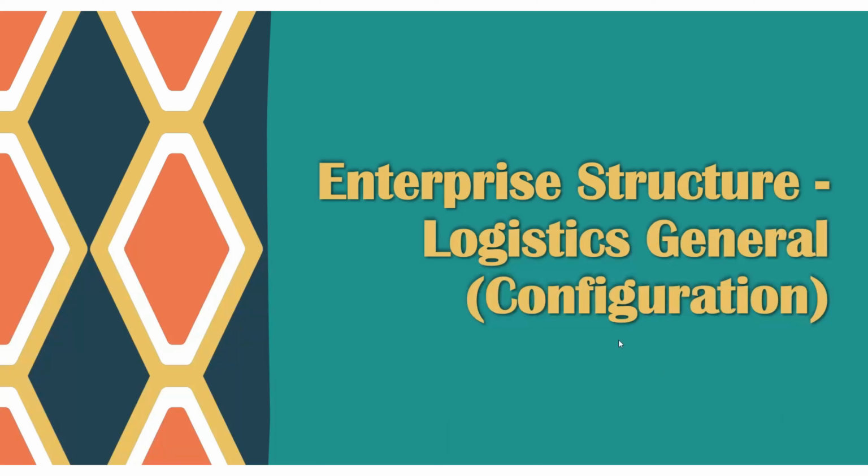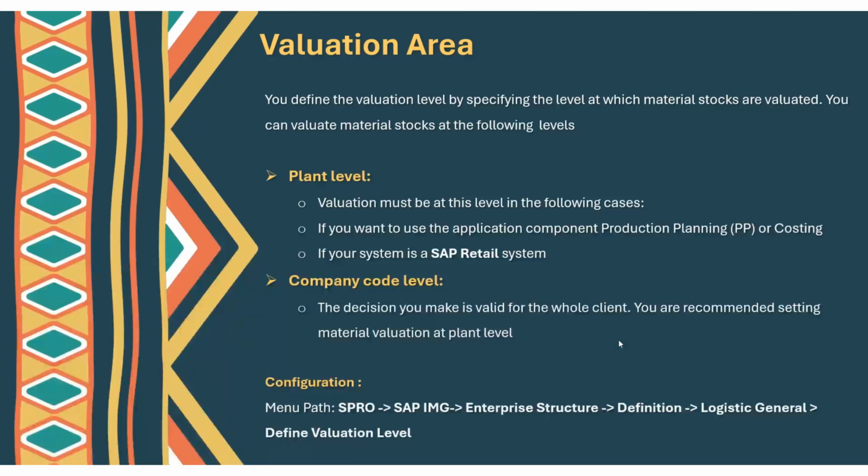for your organization. You can define the valuation level of the valuation area by specifying the level at which the material stocks are evaluated. Remember, the valuation area or valuation level is related to the material stocks valuation. You can evaluate the material stocks at the following levels: plant level and company code level. Valuation must be at this level in the following cases. We are now talking about the plant level here. If you want to use the application component production planning or costing, or if your system is an SAP Retail system.